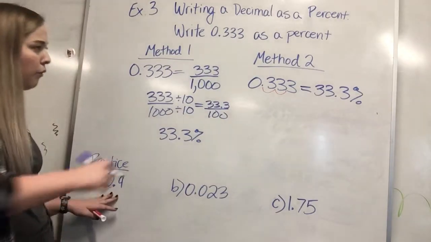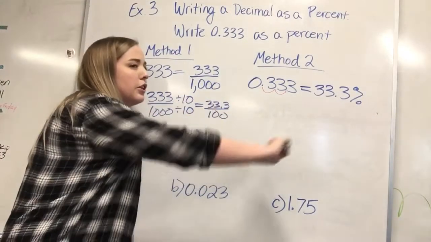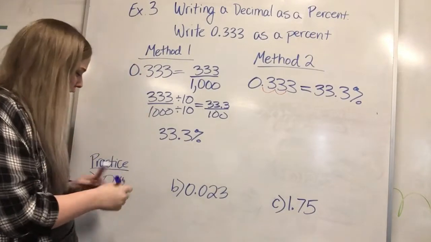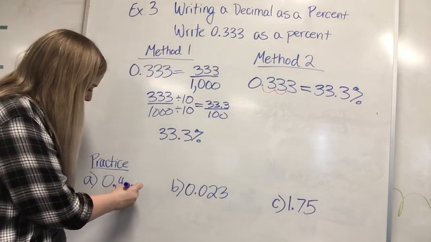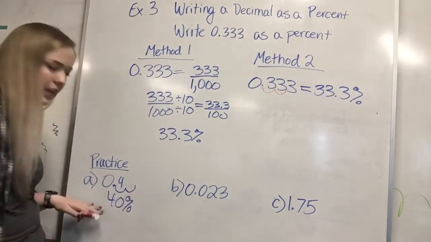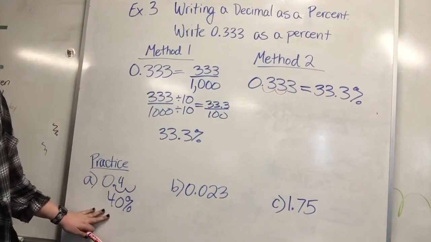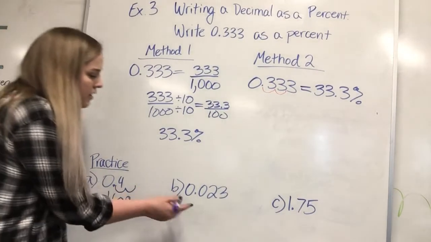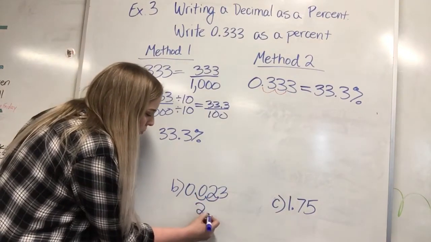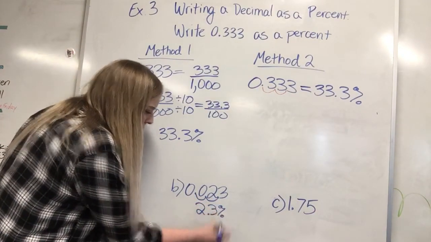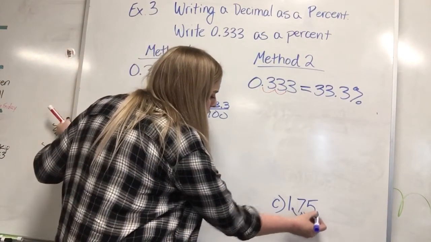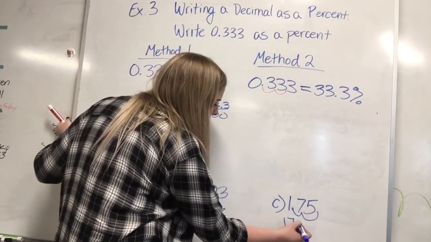So we have 0.4. Again, we're moving the decimal to the right because we're multiplying by 100. We're moving it 2 places because of the 2 zeros in 100. So we go 1 around the 4, 2. So you should get 40%. All right, so 0.4, you should have gotten 40% on A. B, so doing the same thing, we're moving it over twice, 1, 2, so you should have gotten 2.3%. Okay? And finally C, again, we're moving it over twice, 1, 2, so you should have gotten 175%.